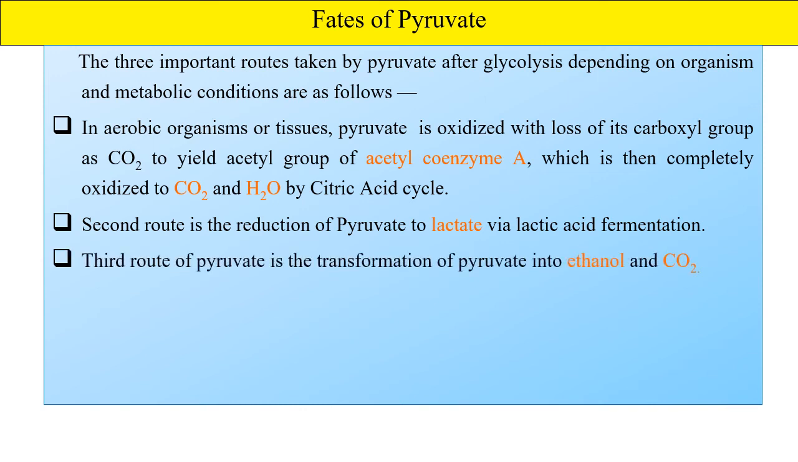The third major route of pyruvate catabolism leads to ethanol. In some plant tissues, certain invertebrates, and microorganisms such as Baker's yeast and Brewer's yeast, pyruvate is converted into ethanol and carbon dioxide through ethanol fermentation.